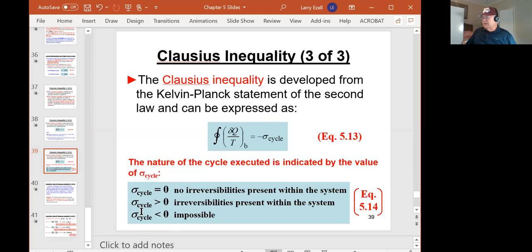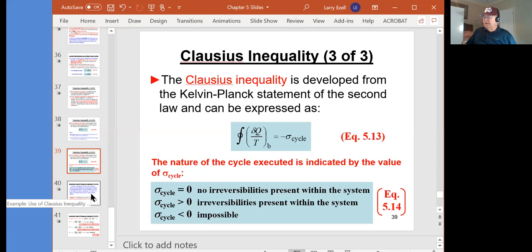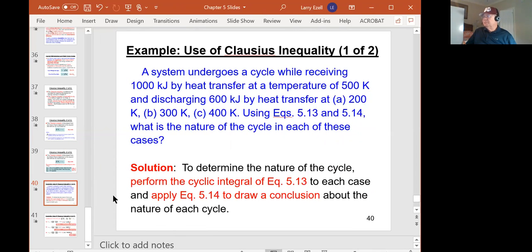So when we calculate this, we get negative sigma of the cycle, so we have to multiply by negative 1. You just have to work with it to see. Now, if we get that the sigma of the cycle is negative, then it's impossible. I think we need to work an example to see how. Okay, that's what we got. It looks goofy, but it's really not that bad.